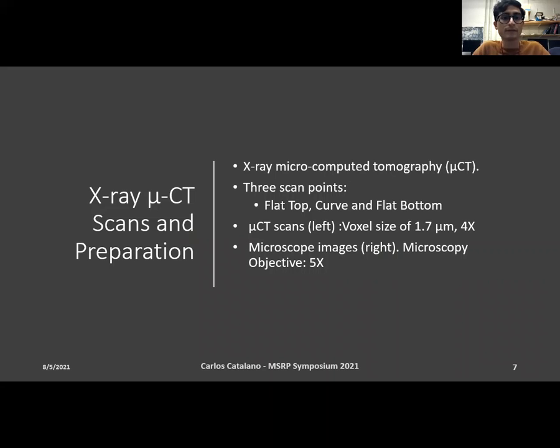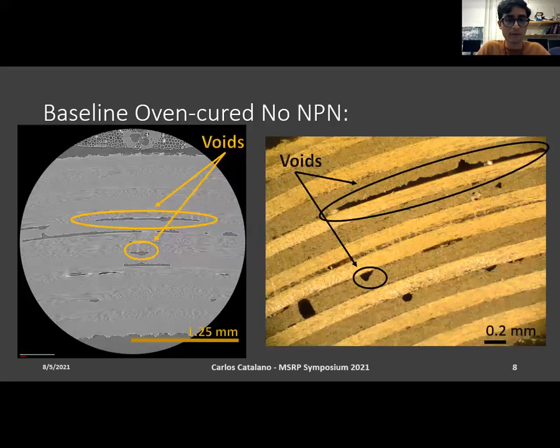And after curing them, I took 1 sample out of each type and scanned it on an X-ray micro CT, which is an equipment that scans for the volume of the whole sample. And basically there were 3 scan points: the flat top, the curve, and the flat bottom. And these are the specifics, as well as the specifics for the microscope images.